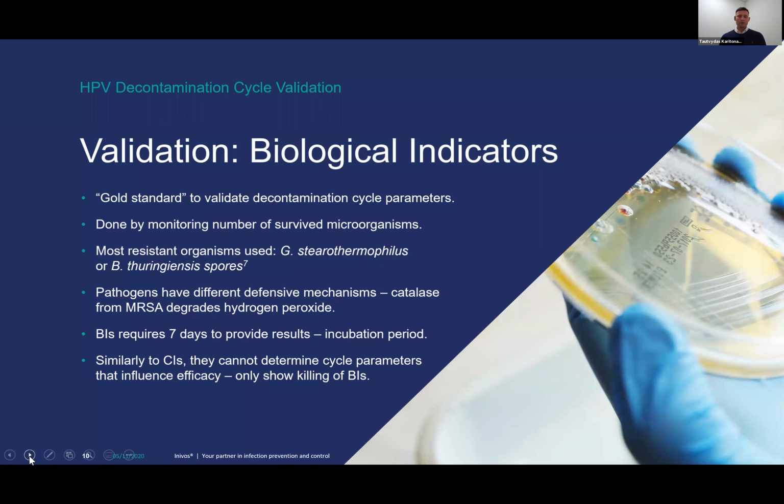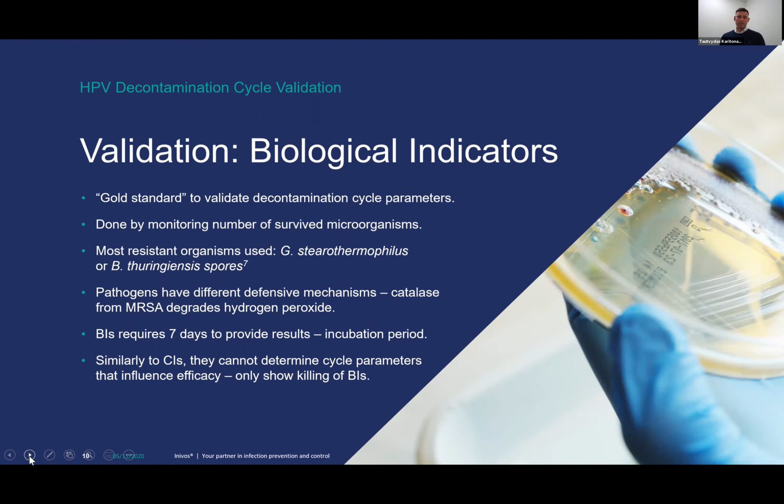On the other hand, we have biological indicators, which are considered to be the gold standard of decontamination cycle parameter validation. It's done by monitoring a number of survived microorganisms. In fact, we can choose to use the most resistant organisms, like Geobacillus stearothermophilus, which is the most used in hydrogen peroxide process validation. The reason why it's a gold standard is that ultimately you do get the result to make sure that the sample you've just delivered had returned the right level of efficacy. However, it does require 7 days to provide the results.